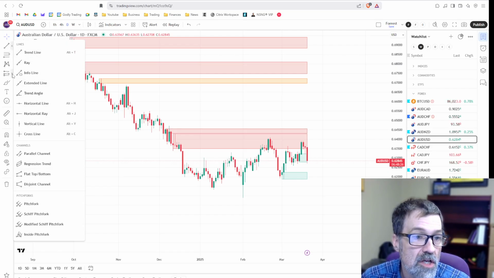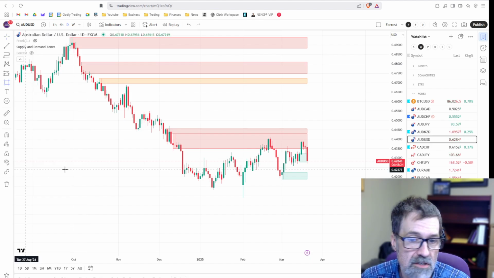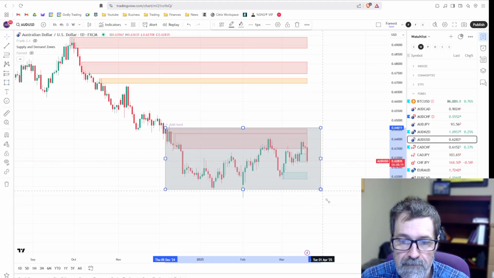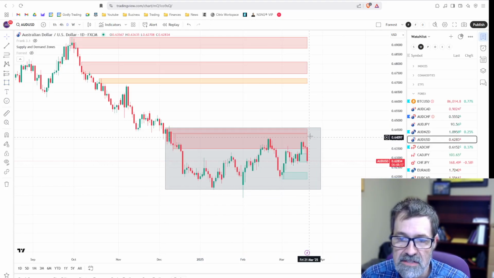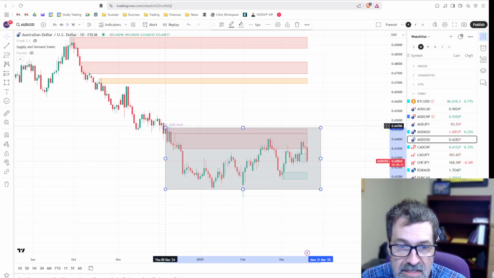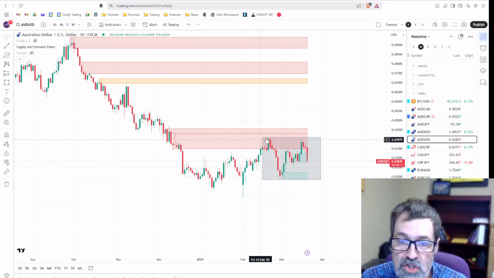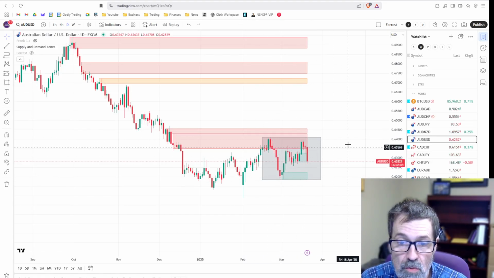Can I draw a box? Do I even know where a box is? There's a rectangle. Price right now is inside of a box. See that? That's where price is. Price is inside this box. More specifically, price has lately been inside of this box. So I would absolutely short here, and I'd go long here, and I'd short here, and I'd go long here.